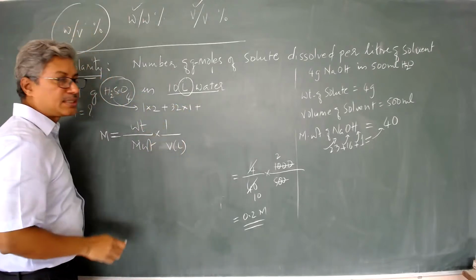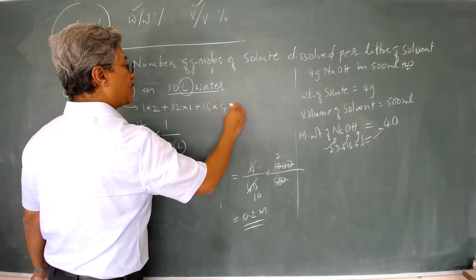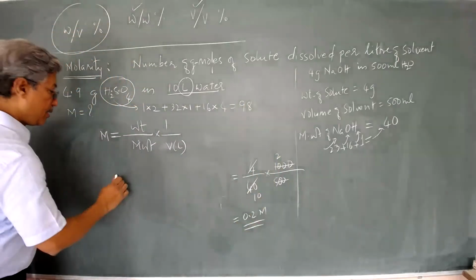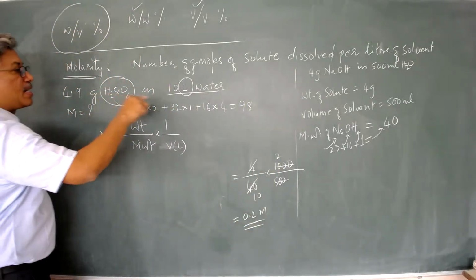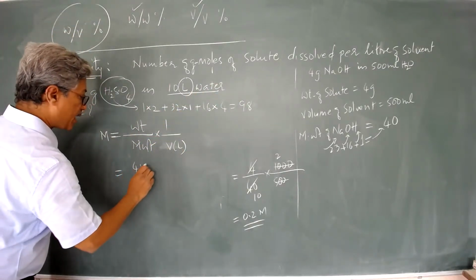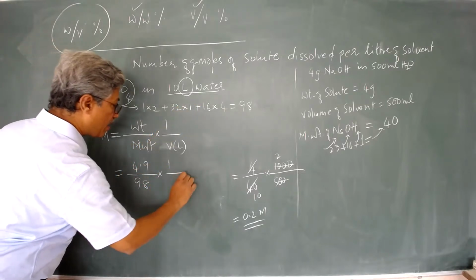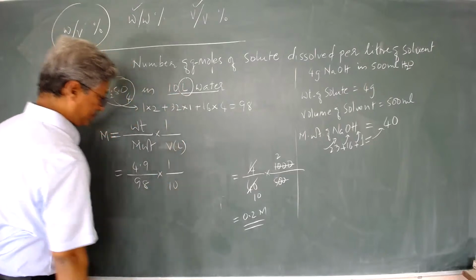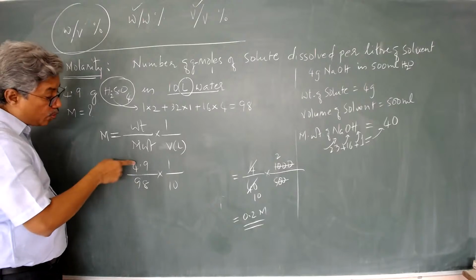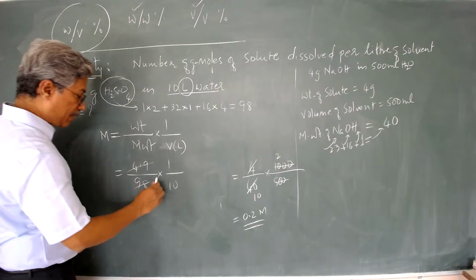Plus the atomic mass of oxygen, 16 into 4 times. Add all these and you get 98. That means the molecular mass of sulfuric acid is 98. Then what do we want? Weight we have, which is 4.9. The molecular weight is 98 into 1 divided by the 10 liter given. 49 twos are 98, so 4.9 over 98 gives 20. Clear?